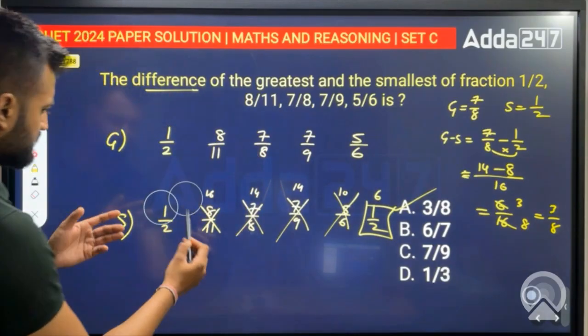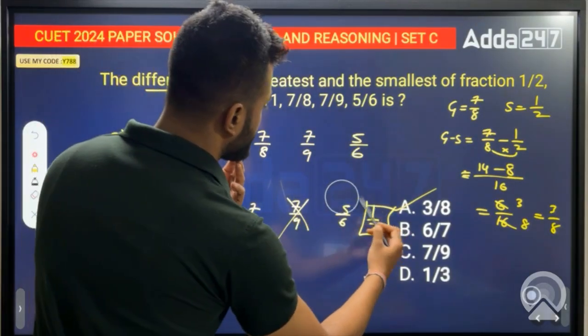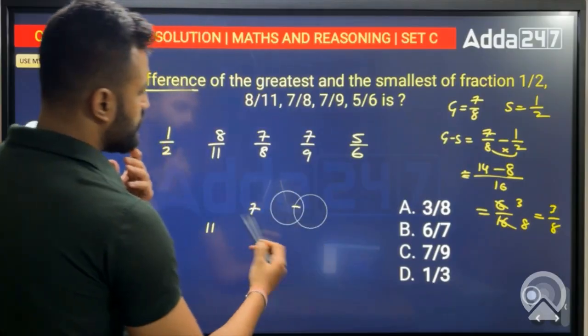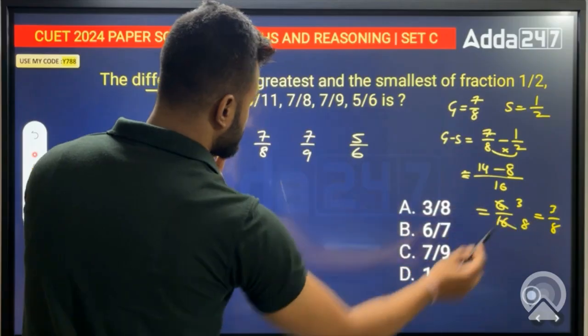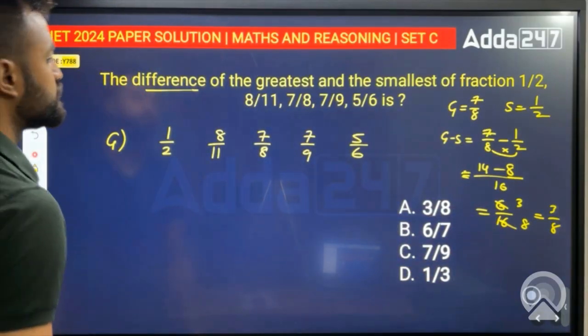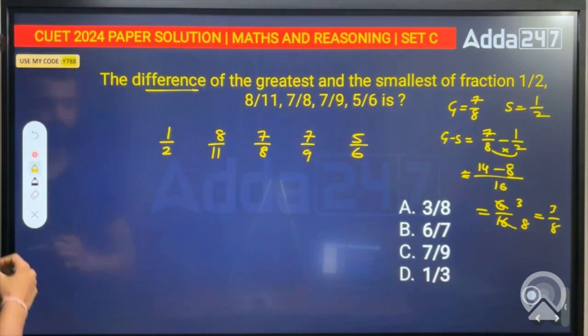Even the method which I showed you is quick, but you have to calculate very fast. Calculation should be fast. And remember what the answer was: greatest was this, smallest was this, and the answer is 3 by 8. Okay, see, I'll teach you another method. This method is known as the difference method.